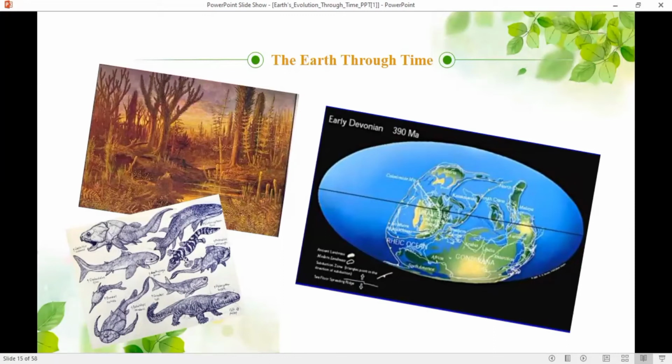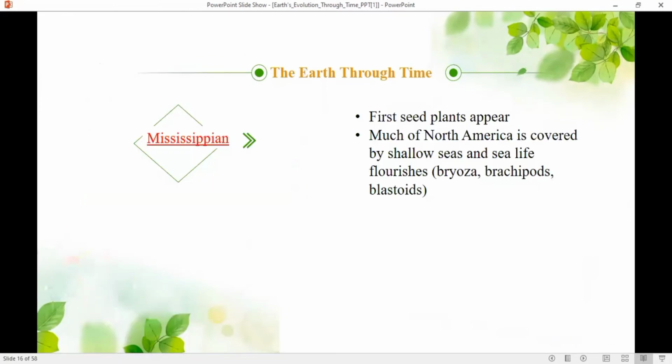Next is the Mississippian period. In the Mississippian period, much of North America is covered by shallow seas and sea life flourishes. This period is sometimes called the Age of Crinoids because the fossils of these invertebrates are major components of Mississippian age limestone. Also noteworthy in this period is the first appearance of amphibians, and the first seed plants appear.